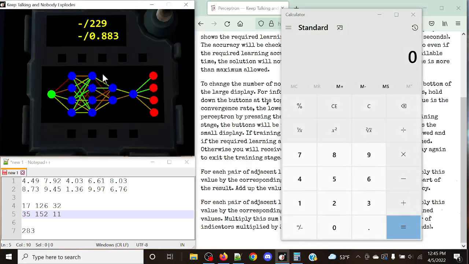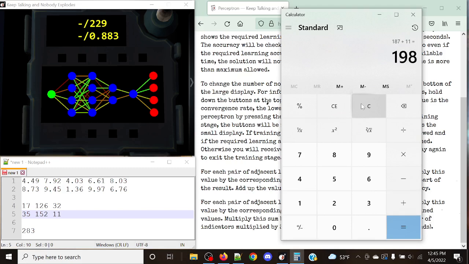Now let's take a look. Let's see how we're doing with our learning accuracy. So we have 17 plus 126 plus the 32. Promising, but we're going to need a lot more here. So we might have to take a little bit of a risk here. A tiny bit of a risk. Yeah. So 35 plus the 152 plus the 11.